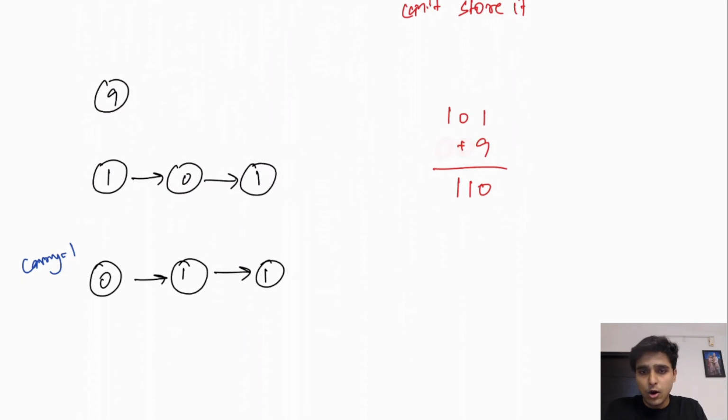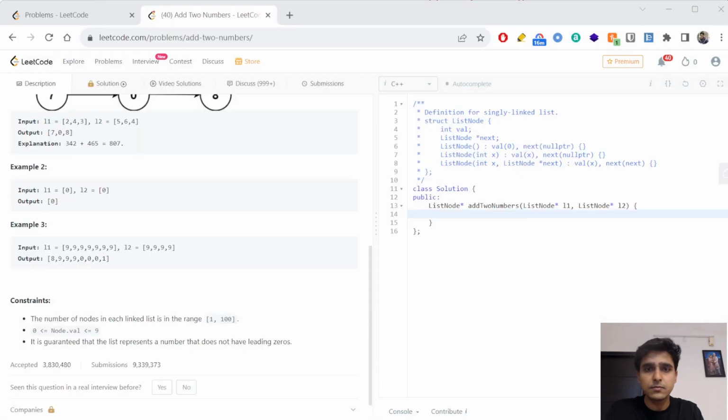Okay. All right. So let me bring back the coding screen. Cool. So let's start coding. So first of all, I need to create what? I need to create an answer node, which is initially null. And also we need a carry variable, which is initially 0.